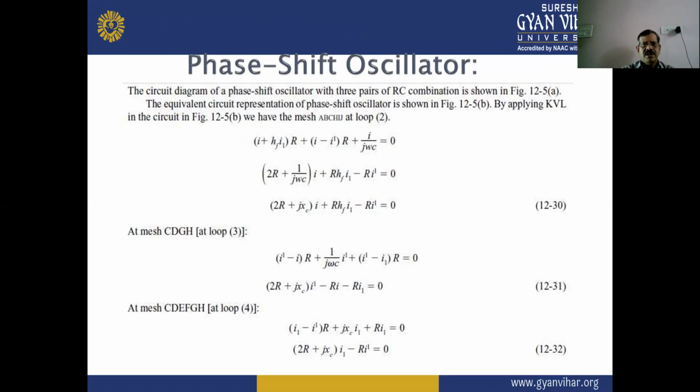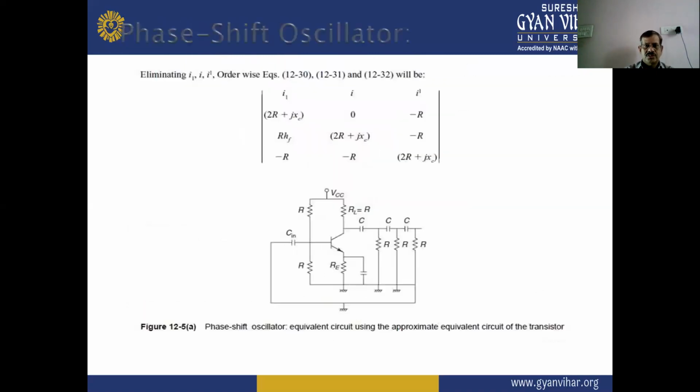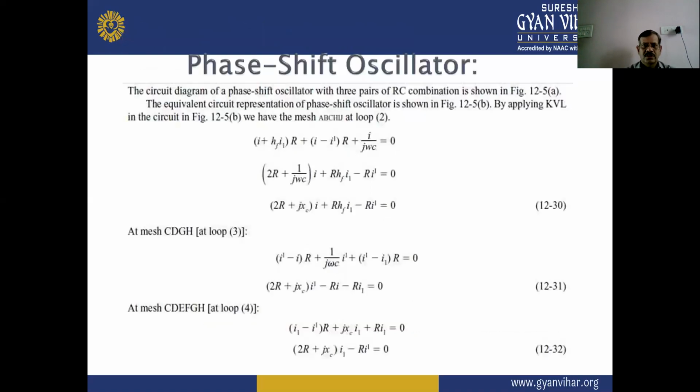The next type of oscillator is the phase shift oscillator. This is the circuit diagram: the phase shift oscillator equivalent circuit using the approximate equivalent circuit of the transistor. The circuit diagram of the phase shift oscillator has 3 pairs of RC combination, and this is the equivalent circuit representation of the phase shift oscillator as shown in the figure.